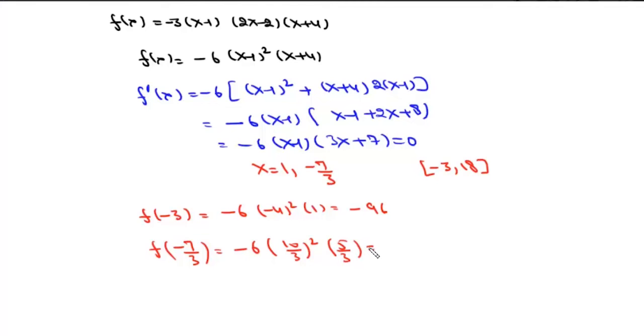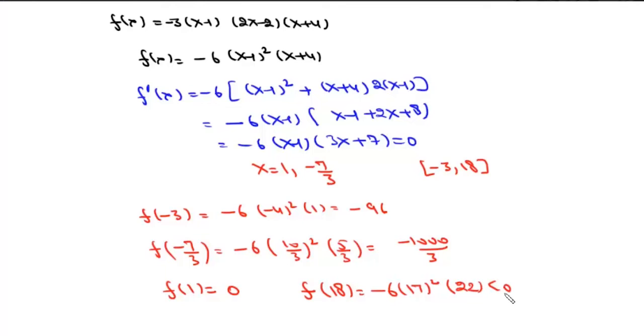Now this value will be minus 1000 by 3. Now the value at 1 is 0. The value at 18 will be minus 6. 18 minus 1 is 17 square, and then 18 plus 4, it is 22. Now this value is also less than 0.